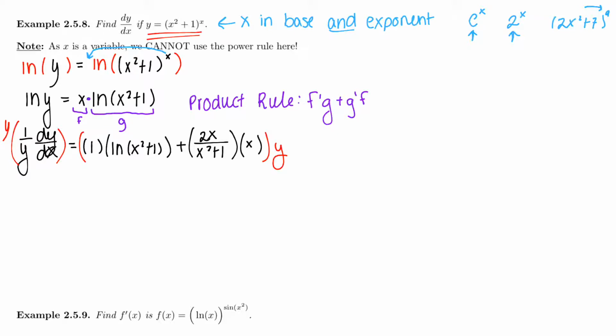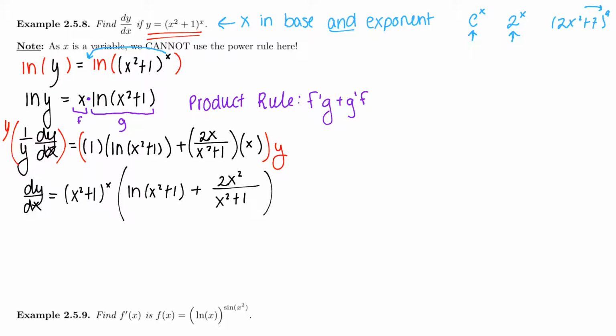Multiplying both sides by y, we have that y right up there. So the y part is x squared plus 1 raised to the x. These guys multiplied together, 1 times anything is just the anything part. So this is just ln of x squared plus 1 plus 2x times x, which is 2x squared. Is that simplification necessary? No, but it's kind of nice. And there you go, there's your answer.